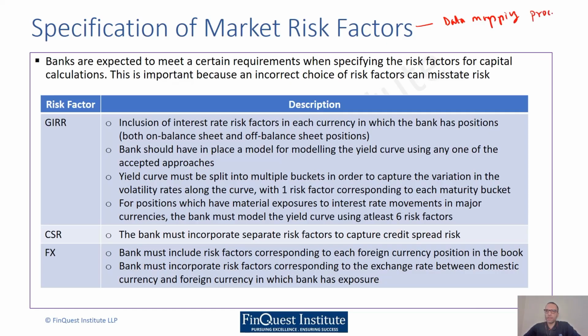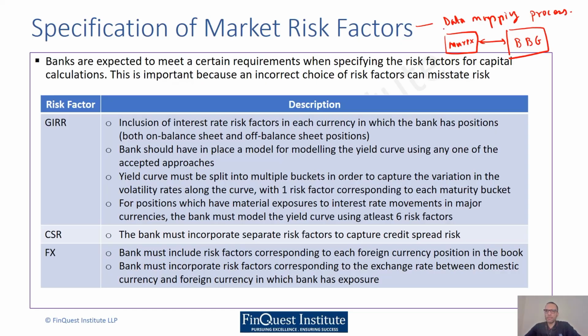Now, why do we call this the data mapping process? Because we can think of this as some kind of a mapping. Imagine that a bank is using some kind of treasury management system, something like Murex, for example. That Murex could be connected with a certain market data provider. Think of maybe Bloomberg or Refinitiv, etc. Let's say it's Bloomberg for now.